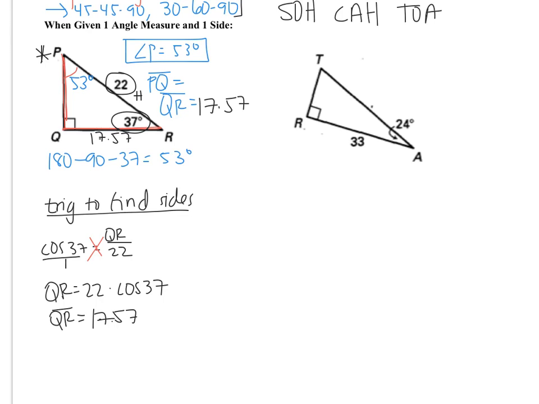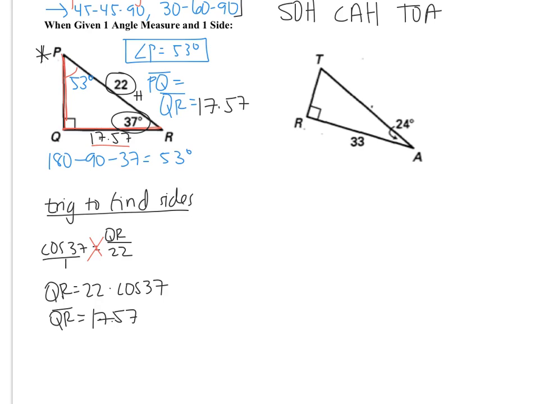Okay, so now we have to solve for side PQ. We have two options. We can either do Pythagorean theorem, or we can set up another trig ratio. Now, if we use Pythagorean theorem, it's going to require us to use this 17.57 that we solved for. Now let's think, if we solve for that side incorrectly, and we use Pythagorean theorem, then we're going to find PQ incorrectly. So Pythagorean theorem is probably not the way to go. Again, because if we found QR wrong, then using Pythagorean theorem will help us find PQ wrong also. So instead, we're going to set up another trig ratio.